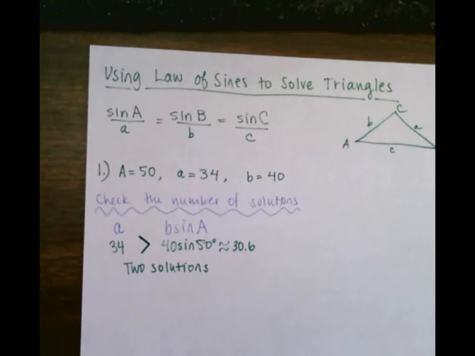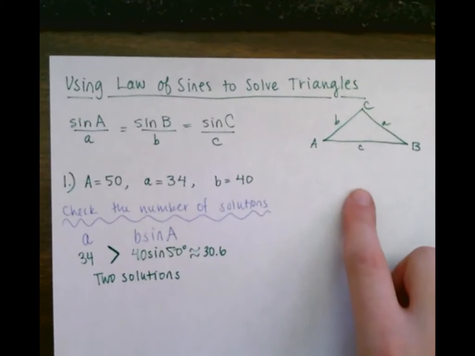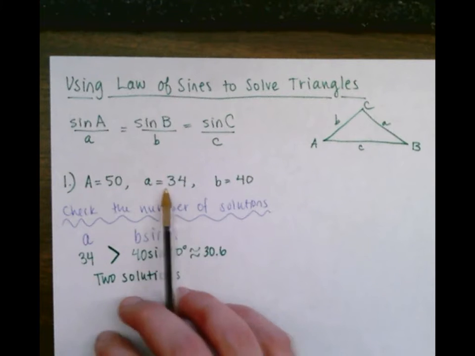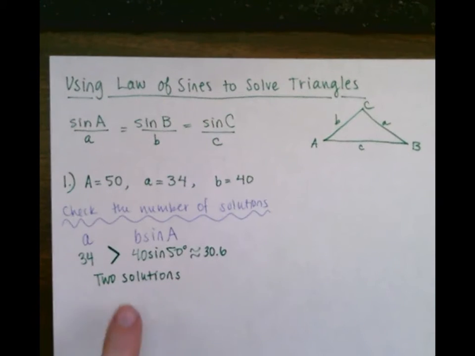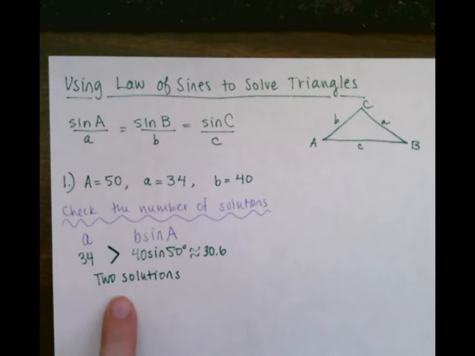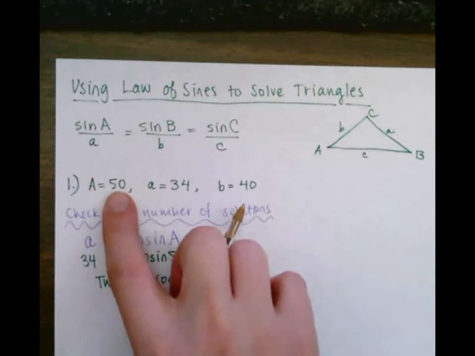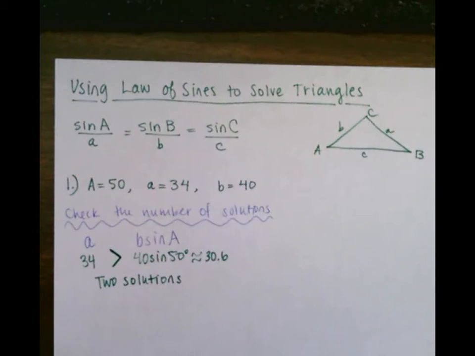Okay, so now that that's taken care of, we're going to go about finding the first solution. Remember, a solution means finding all of the sides and all of the angles. So there are 6 values to find, and you'll be given 3 of them. You'll be given 2 of the sides and an angle, okay? We just found out how many solutions we're looking for, as in there are 2 possible triangles that have one angle of 50, the opposite side of 34, and another side of 40, okay?